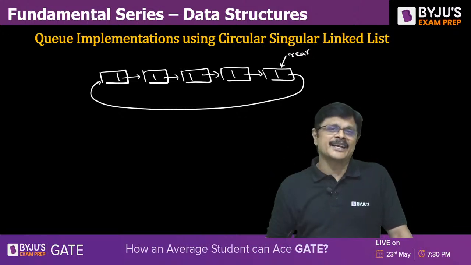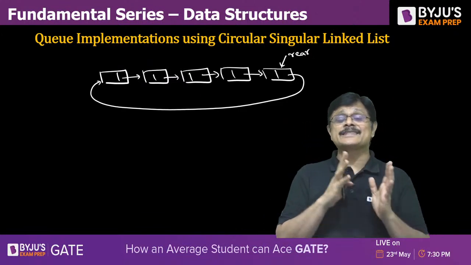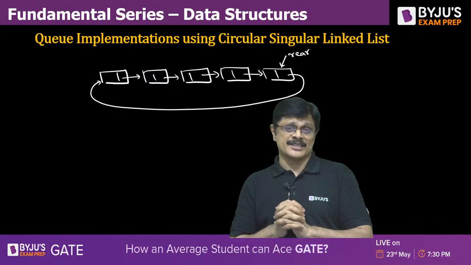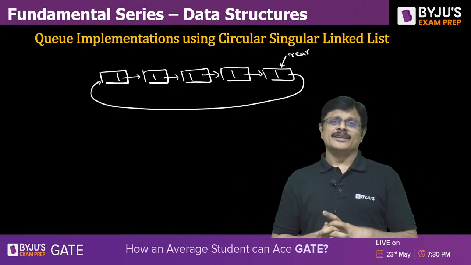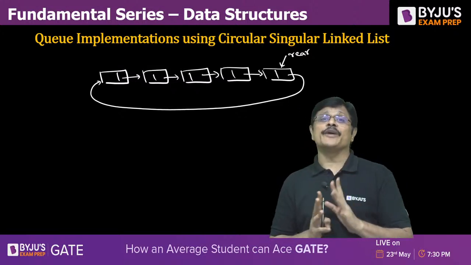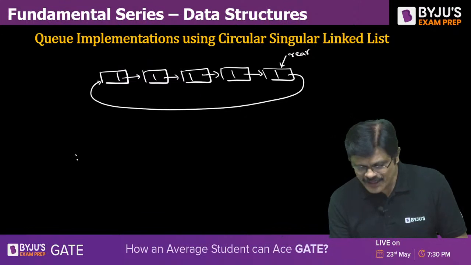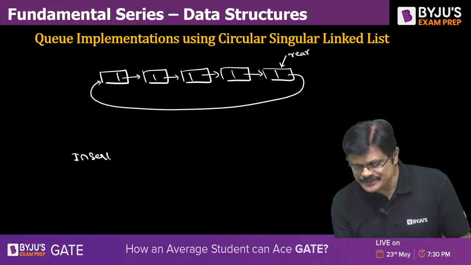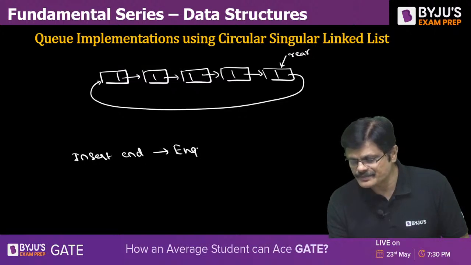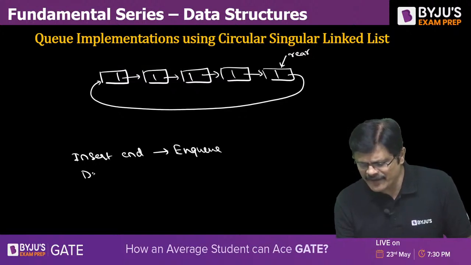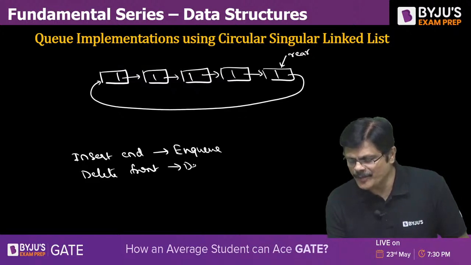See, that was a direct GATE question also. If you want to implement a queue using a circular singly linked list, the pointer to which node do we have to keep? The pointer to the rear, the last node, we have to keep. That is, rear should point to the last node. So here insert end will be the enqueue operation and delete front will be the dequeue operation.